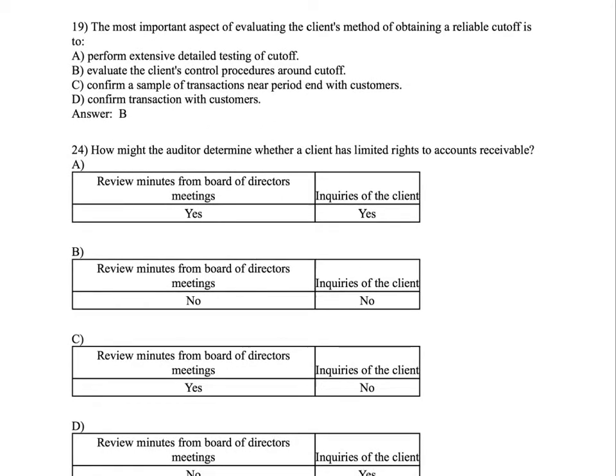And number 19, the most important aspect of evaluating the client's method of obtaining a reliable cutoff is to evaluate the controls around cutoff. What is your client doing? Are they aware of the cutoff issues? Do they keep track of those shipments before and after year end? Not just shipping out for sale, but don't forget from the inventory side, actually being shipped in as well.